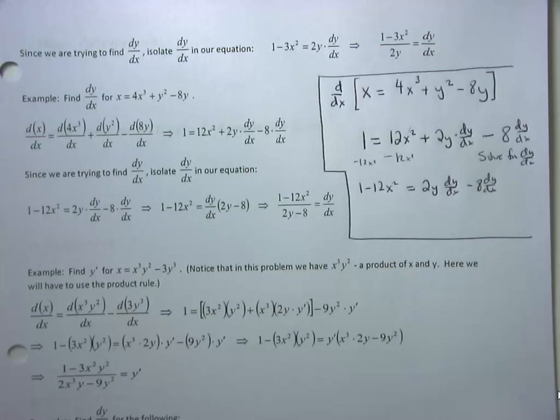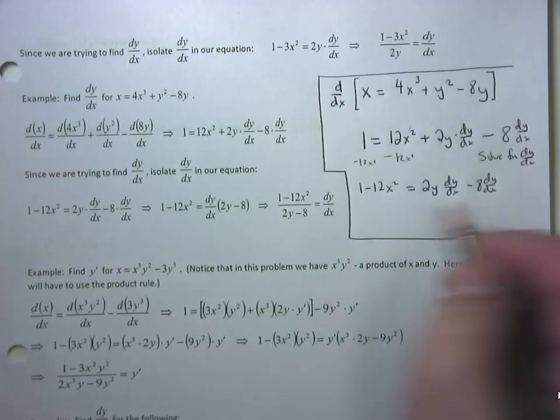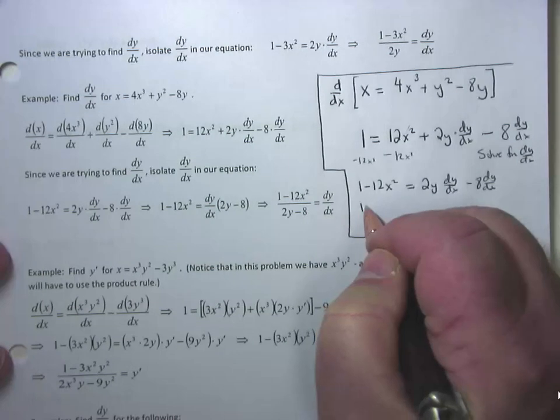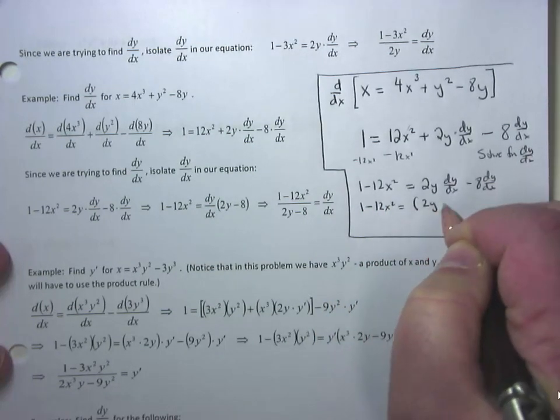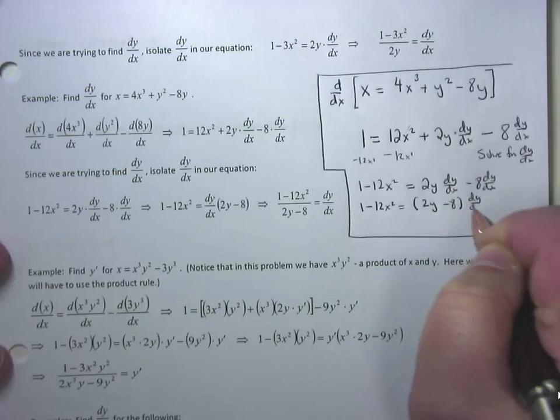What do you notice? Well, remember, when you're solving for dy/dx, you get all the terms with dy/dx on one side and all the terms that don't have a dy/dx on the other. And here's the big word right here. I've got multiple terms with this dy/dx. So what am I going to do? Factor. This is how you take multiple terms and get one term out of it so you can solve for it. I'm going to factor out the dy/dx. That gives me 1 minus 12x squared is equal to (2y minus 8) times dy/dx.